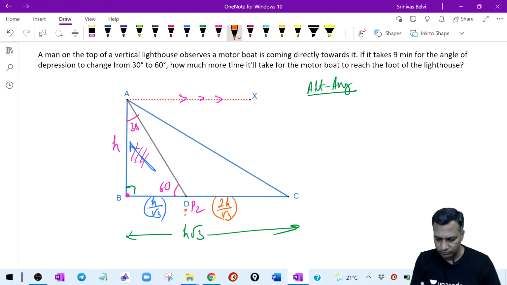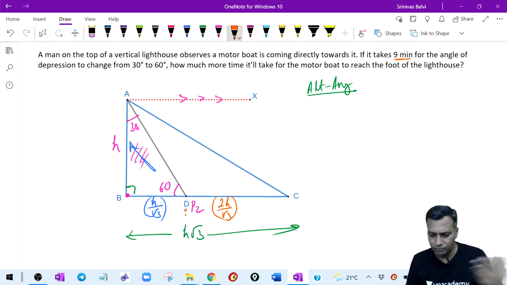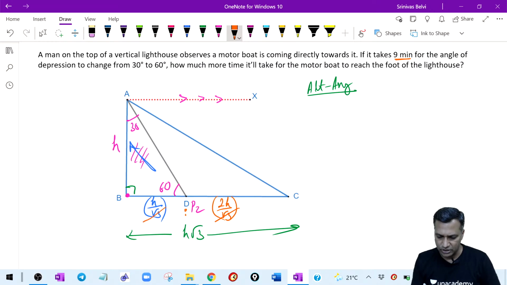Let me find the ratio of the distances. Why the ratio of the distances? Because anyway, I'm talking about the time. The ratio will tell me the picture. More the distance, more the time. Less the distance, less the time. So I will remove this root 3 and h also. Therefore, you say that the ratio of the distances is 1:2.